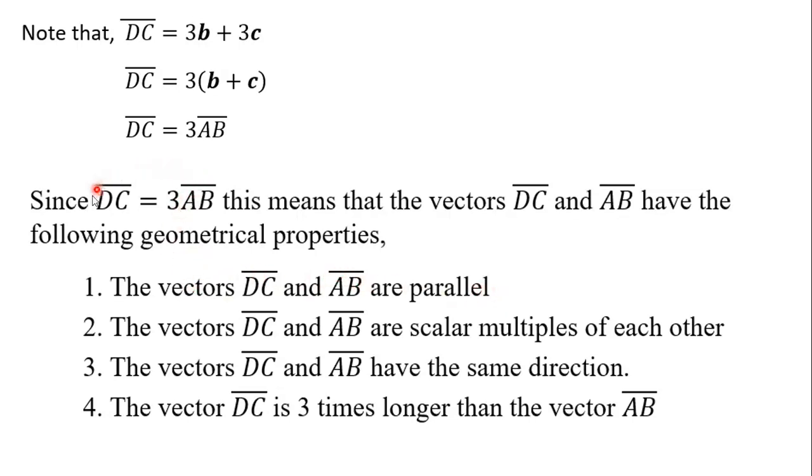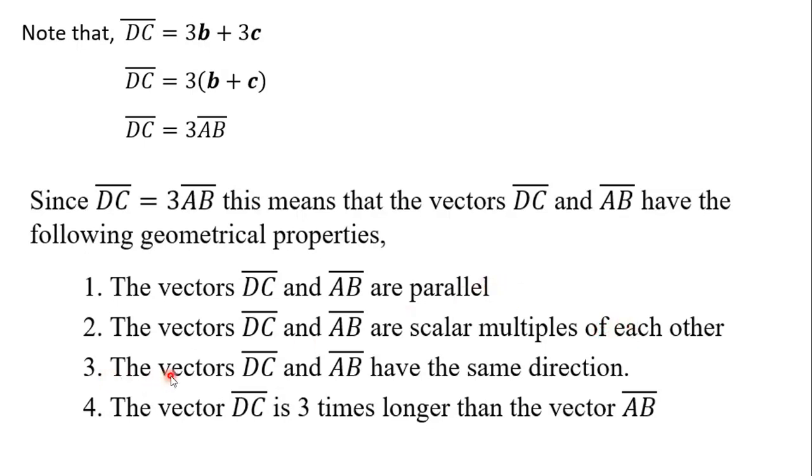The next thing that we can get from this equation is that the vectors DC and AB are scalar multiples of each other, and the scalar here is 3. What does that mean? If they are parallel, then they're scalar multiples of each other, and if you're scalar multiples of each other, then you're parallel. So saying that they are scalar multiples of each other is another way of saying that they are parallel.